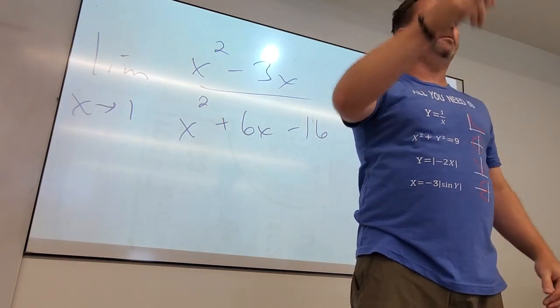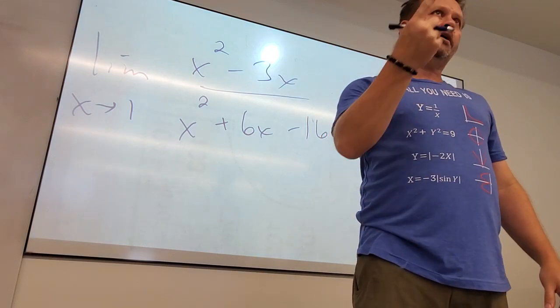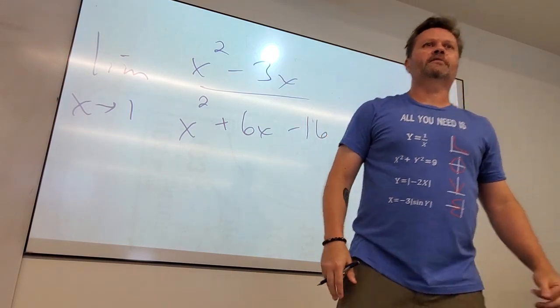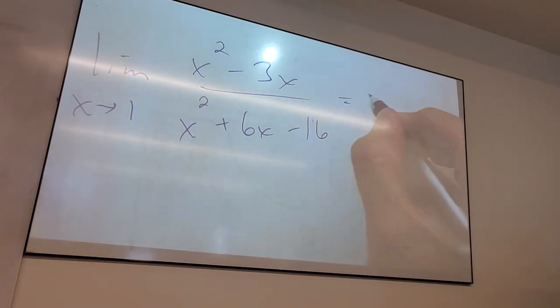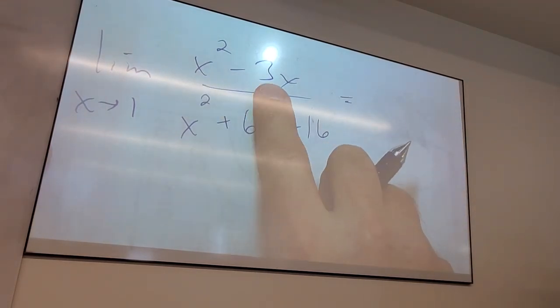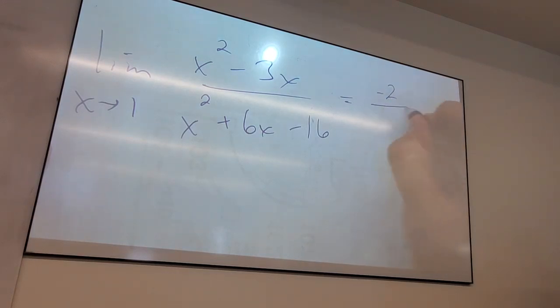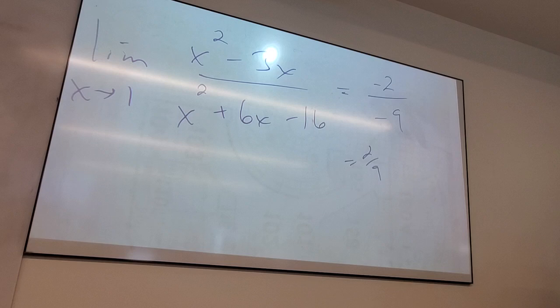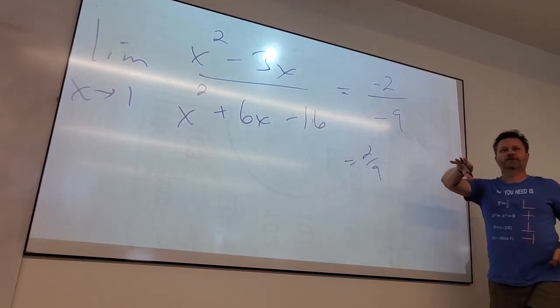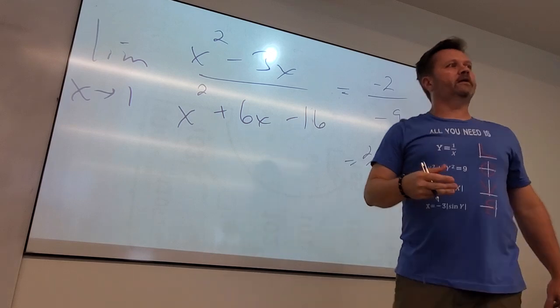Is this indeterminate? Can I plug a 1 in? Does anything freak out? No. What do I get when I plug a 1 in? I get 1 minus 3, negative 2, over 7 minus 16, negative 9, yeah. So I get two ninths. I'm done. So what is the very first thing you do if I ever give you a limit question? Plug the number in, because maybe that's all you have to do.